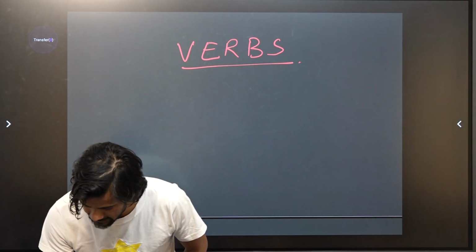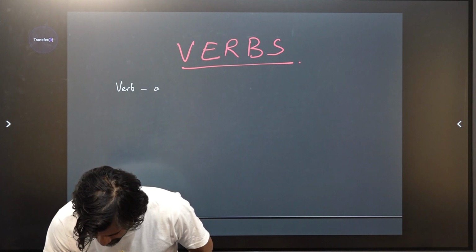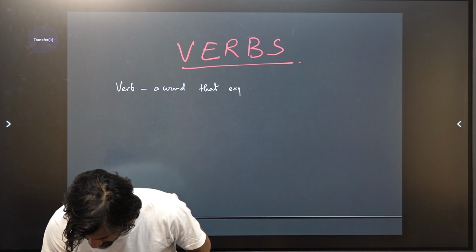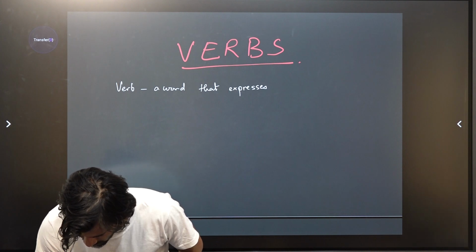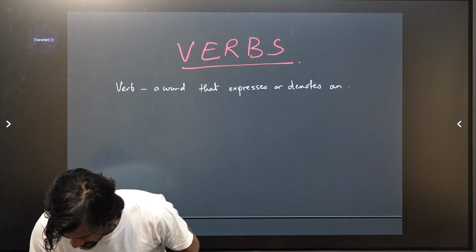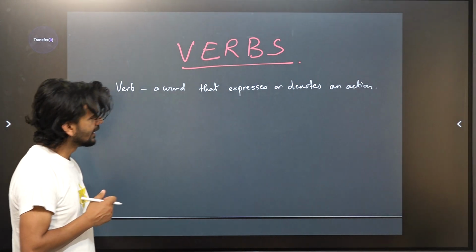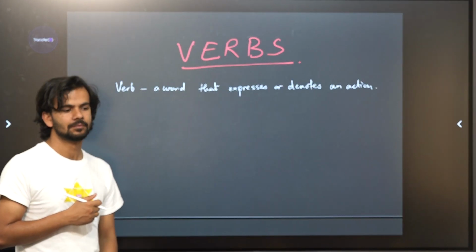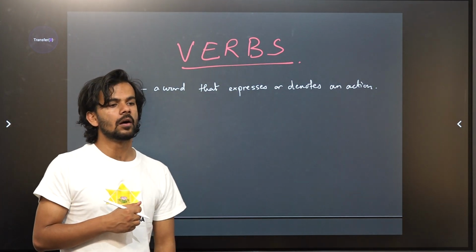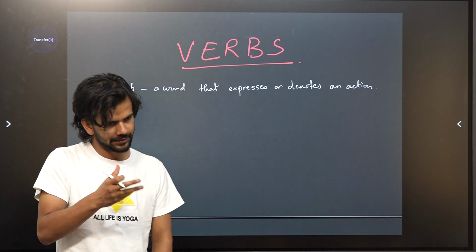So let's write that down. A verb is nothing but a word that expresses or denotes an action. Right? Life is filled with action. We are always acting. Action is generally understood as movement.